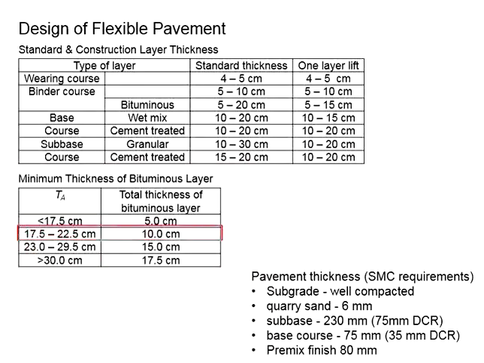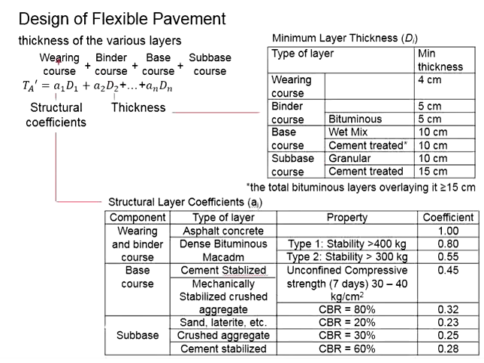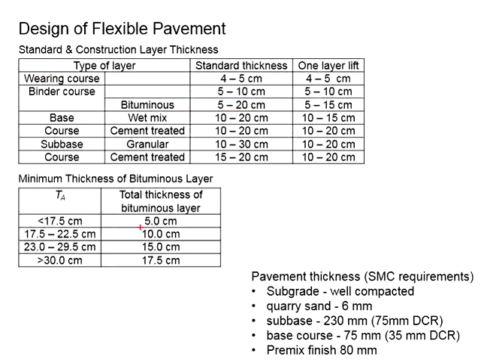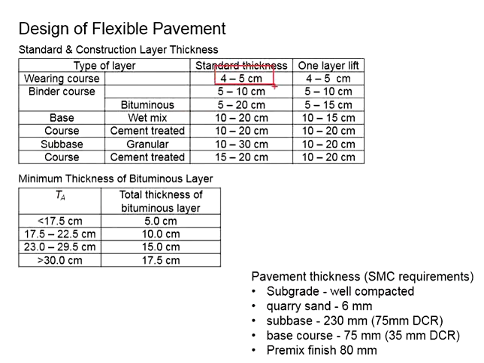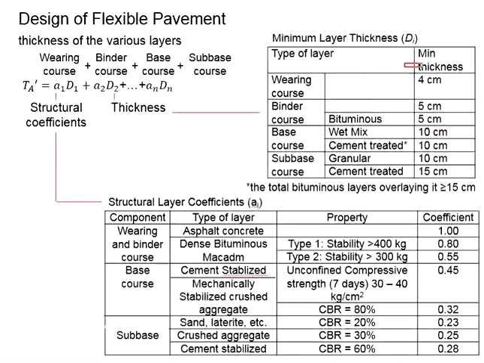18.2 refers to the second category here, which will require at least 10 cm of the bituminous layer. It means that the summation of the wearing course and the binder course in terms of thickness will need to be at least 10 cm. The minimum requirement will be 4 plus 5, which is 9 cm. Look at the standard thickness here. Typical wearing course thickness is about 4 to 5 cm. You may have 5 cm and 5 cm here, or you can have 4 cm here and 6 cm. The wearing course should not be less than 3 cm and not more than 5 cm.